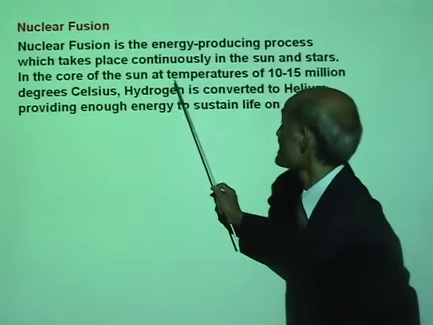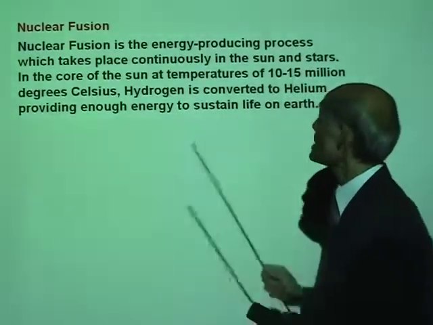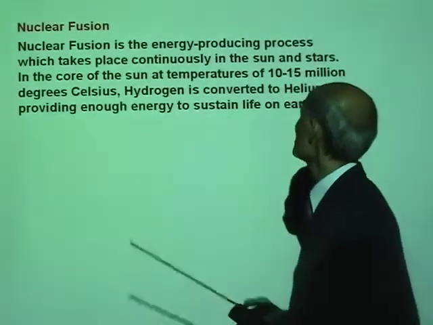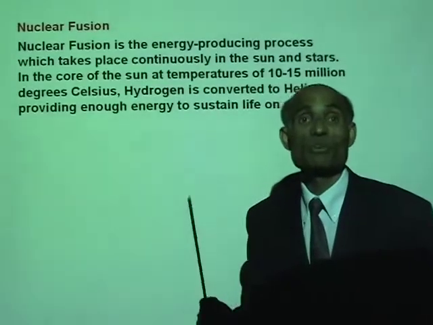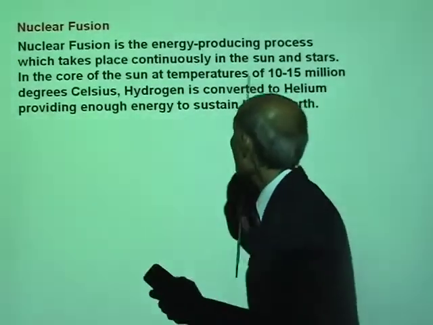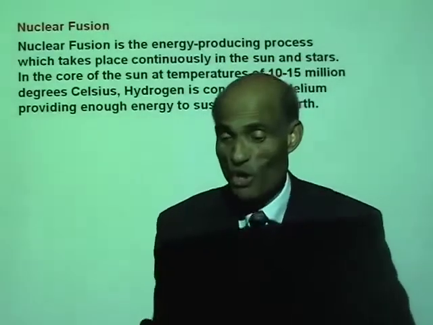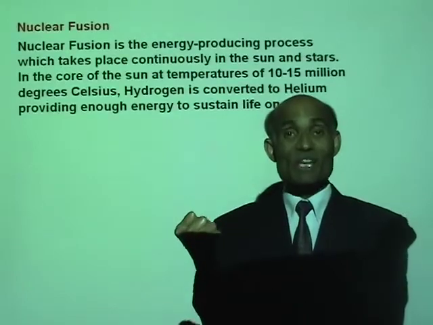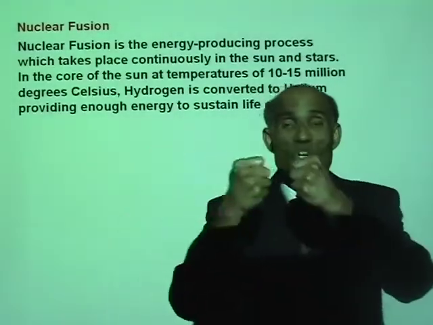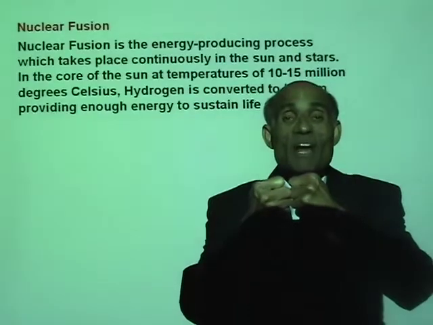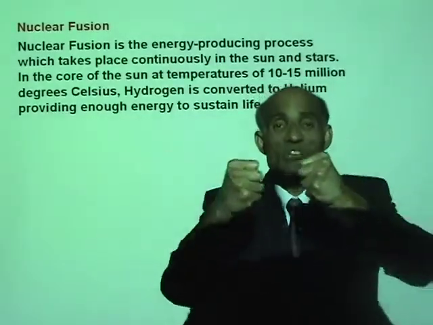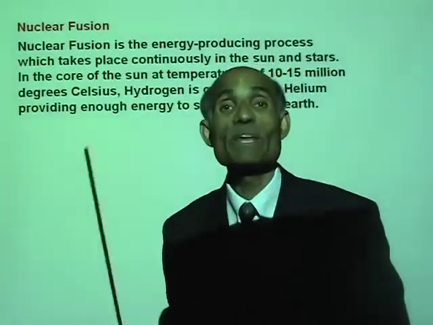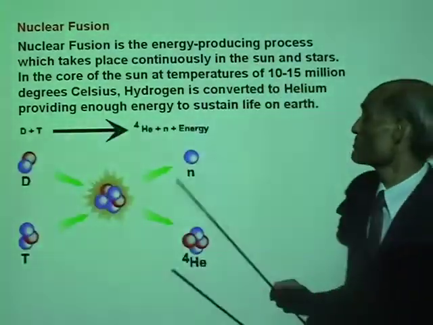In the core of the sun, at a temperature of about 10 to 15 million degrees Celsius, hydrogen is converted to helium, providing enough energy to sustain life on Earth. In fact, all the energy that we receive from the sun is from this process, nuclear fusion. What is happening in the sun is fusing hydrogen together to form helium. And that's how all the energy that we get is being produced.